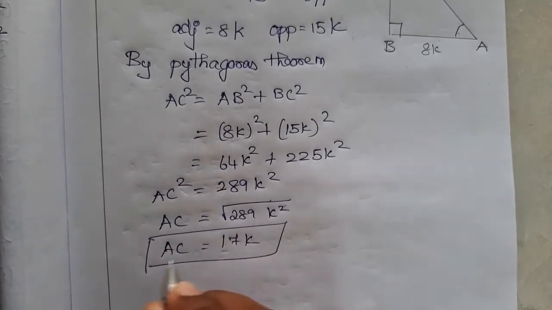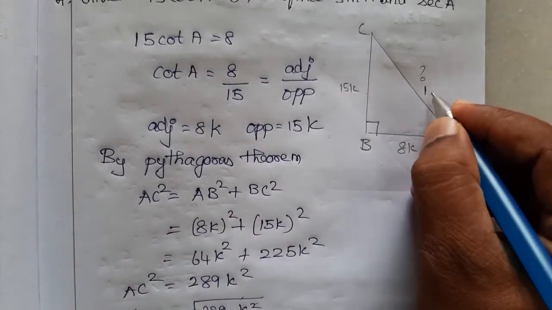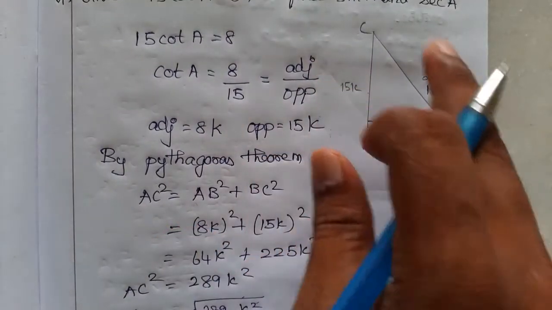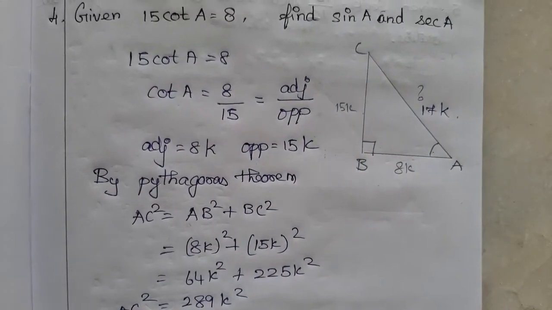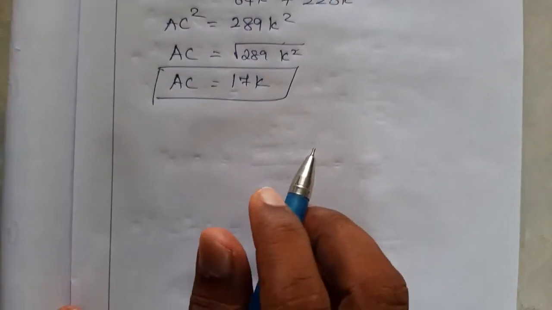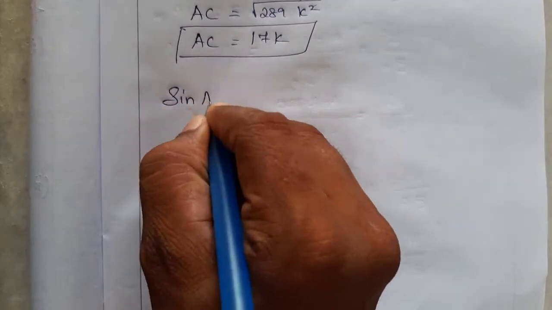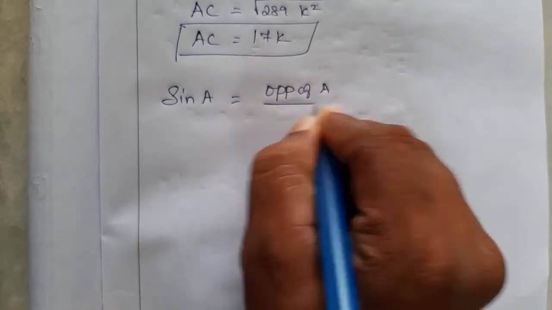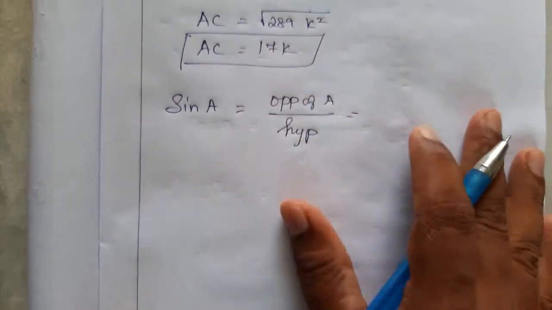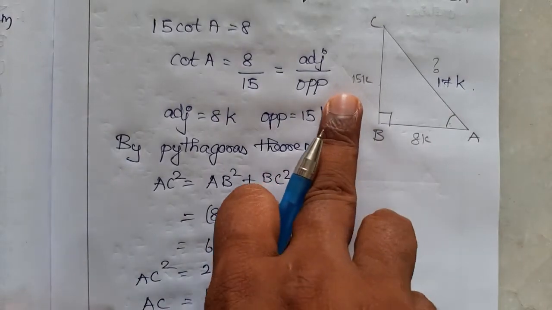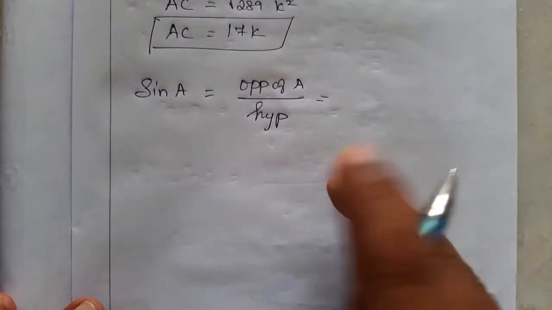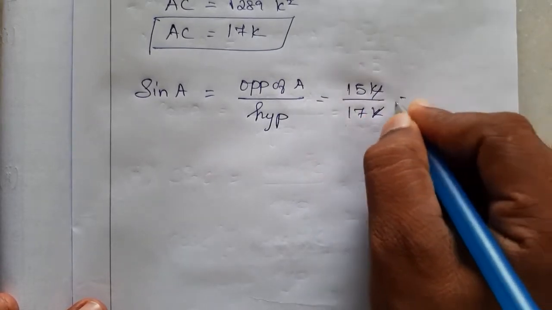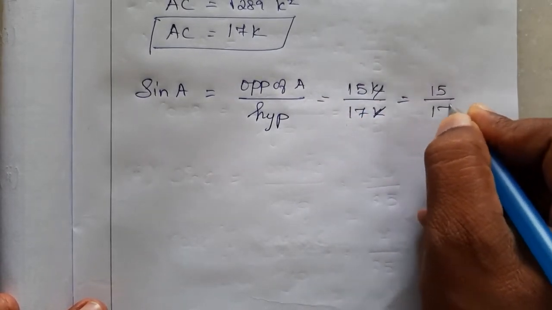Can you see that the hypotenuse also we get in terms of k? So this side will be 17k. Clear? So now we know all three sides. We can find sin A and sec A. That's what we have to find, sin A and sec A. So sin A is equal to, you know that, opposite of A divided by hypotenuse. Which is opposite to A here? It's 15k, and hypotenuse is 17k. So it is equal to 15k by 17k, and k will get cancelled. Final answer is 15 by 17.